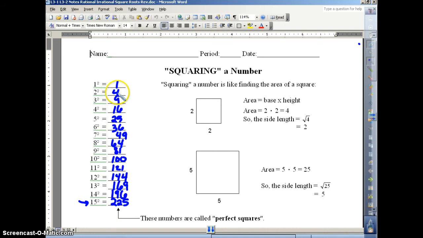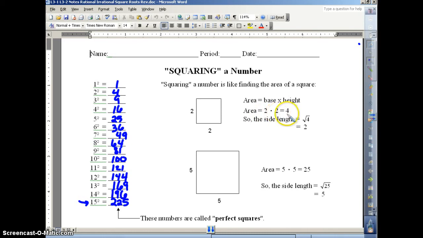All right? We can think of perfect squares as the same as finding the area of a square. If I have this square here and it has a side length of 2 and a side length of 2, we know to calculate the area of a square, you're going to take the base times the height, which is going to be 2 times 2, which is 4.